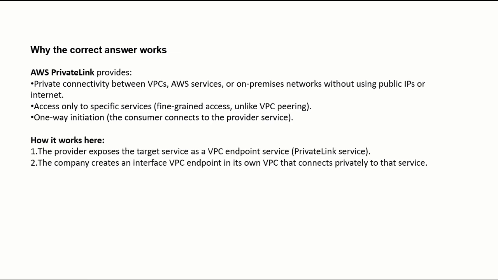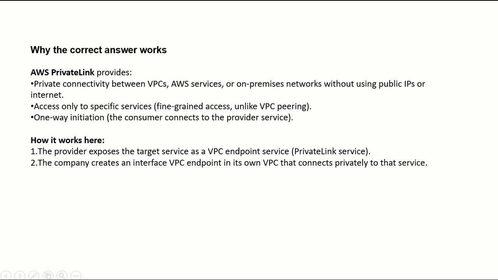Now let us see the explanation of why this answer is correct. What does AWS PrivateLink provide? It provides private connectivity between VPCs, AWS services, or on-premises networks without using public IPs or the internet. This is the benefit of AWS PrivateLink. It also provides access only to a specific service, fine-grained access, unlike VPC peering. And it is one-way initiation: the consumer connects to the provider service.